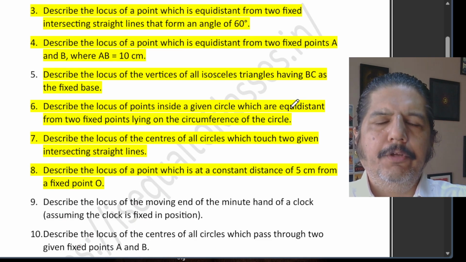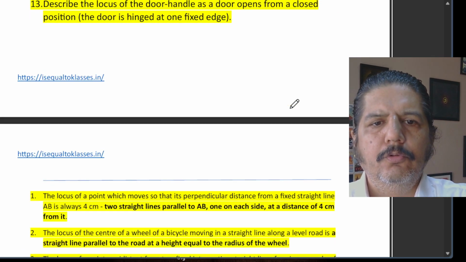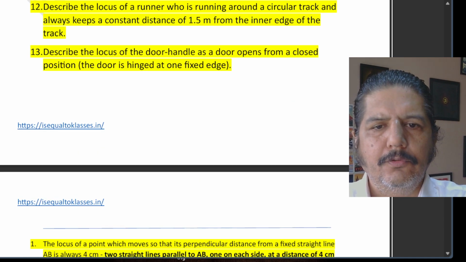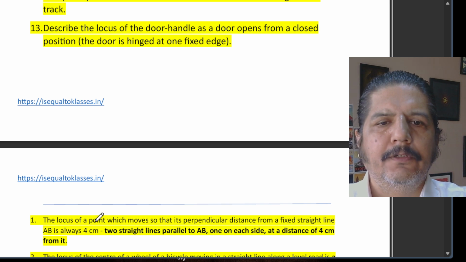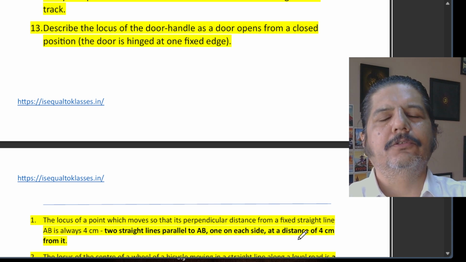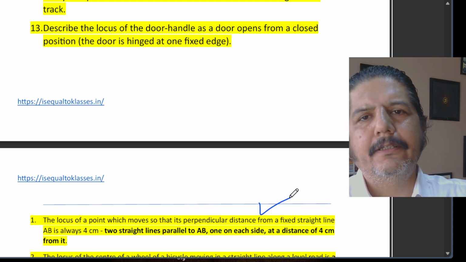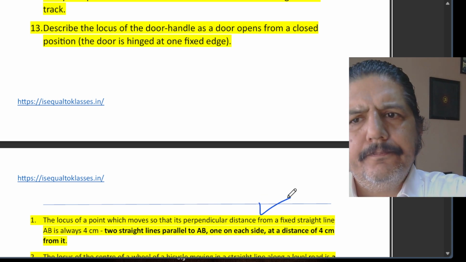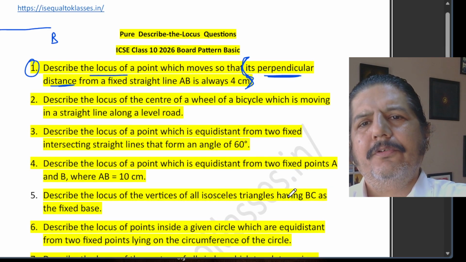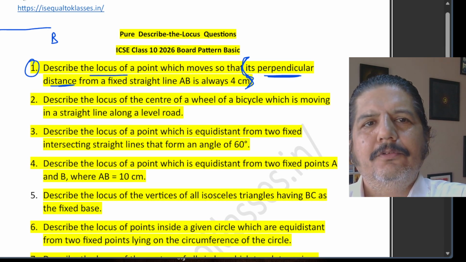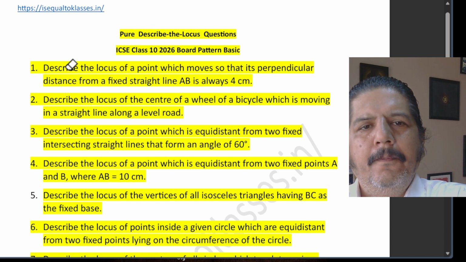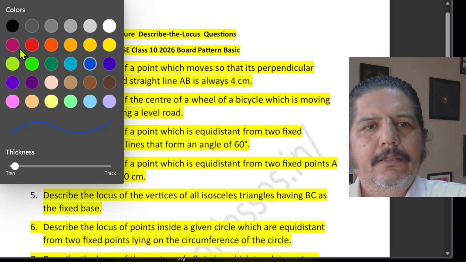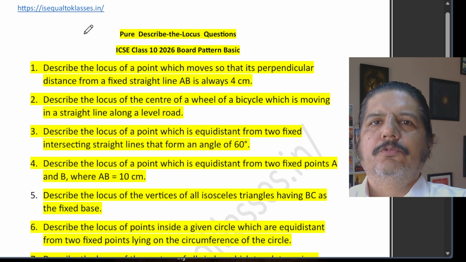So how will we write in the exam? I'll also show you what you can write in the exam. So this is what you can write. The locus of a point which moves so that its perpendicular distance from a straight line AB is always 4 centimeter: two straight lines parallel to AB, one on each side at a distance of 4 centimeter from it. You can write this as an answer, and if it's a two mark question, then you can also draw a small diagram just to explain. I hope this is clear, and let's move to the next question.